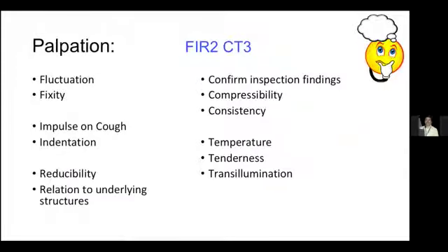Another mnemonic. It again comes from Mumbai Indians because they have been hitting so many sixes. We are blowing whistles twice. That means FIR, CT 3 bar. So FIR is F-I-R, twice FIR. F is for fluctuation and fixity to structures around. I is for impulse on cough and indentation. R is for reducibility in relation to underlying structures. CT 3 bar, thrice CT. So confirm inspection findings, compressibility, consistency. T is for temperature, tenderness, and trans-illumination.